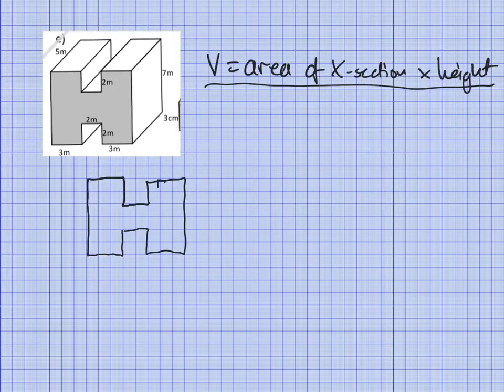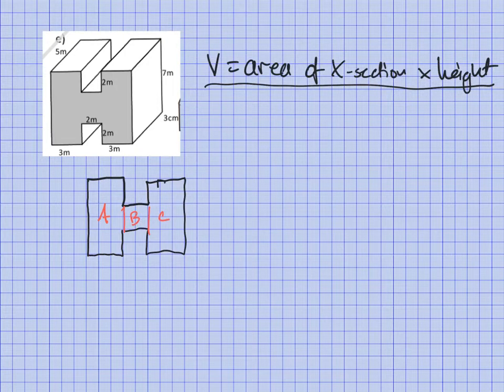So there's my sketch of the shape, the cross section that we're looking at. I'm going to now split it here and here so that I create 3 rectangles. Makes it easier to work out. If I label them A, B and C, that makes it easier again.